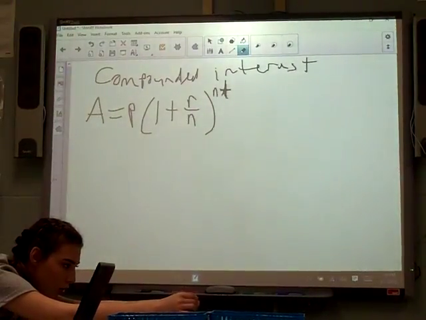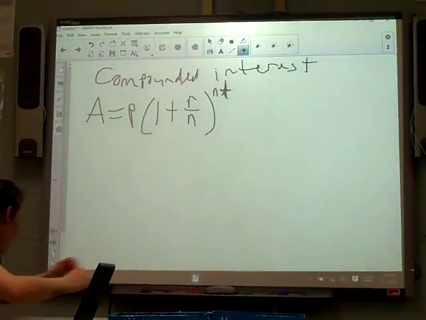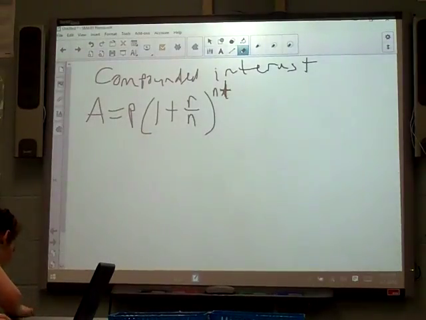Alright, so A is the final amount you're going to have in your bank. P is what you should put in to start with. It's always going to be 1 plus. That's constant there. It'll always be 1 plus. R is your interest rate. So like if it's 6%, you'd put a 0.06 there. N is the number of times that your interest is going to be compounded.